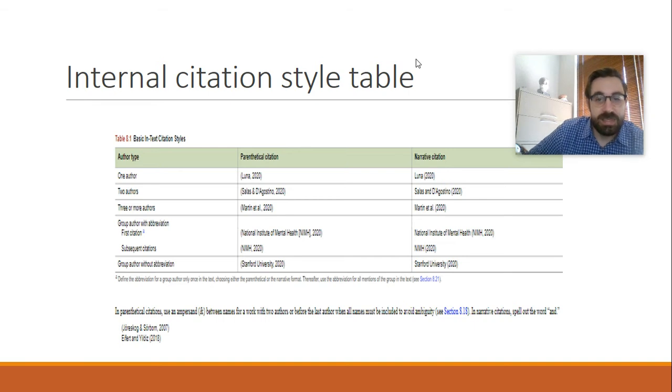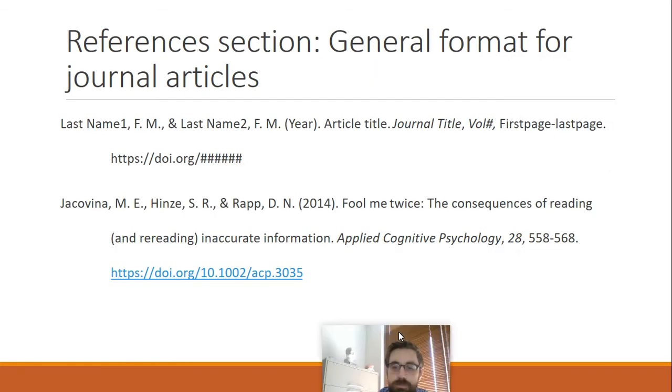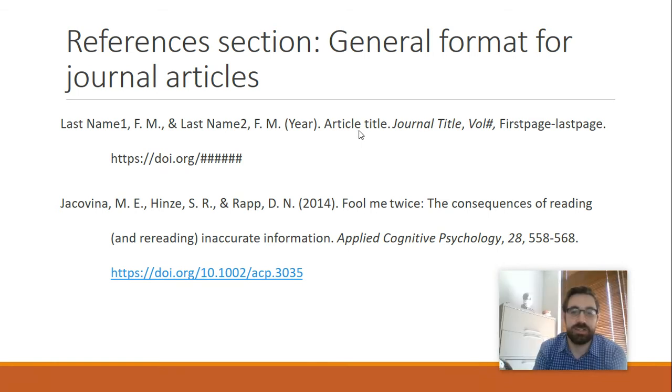Here is a table that your APA style manual includes for how to do internal citations for one author, two authors, three or more, abbreviations or groups. And you can see how that works both in parentheses or narratively spelled out in the text. So this is a good resource for you. Just figure out how many authors you have and whether you're doing it parenthetically or narratively, and this should be a good source. So that's how you do in-text citations.